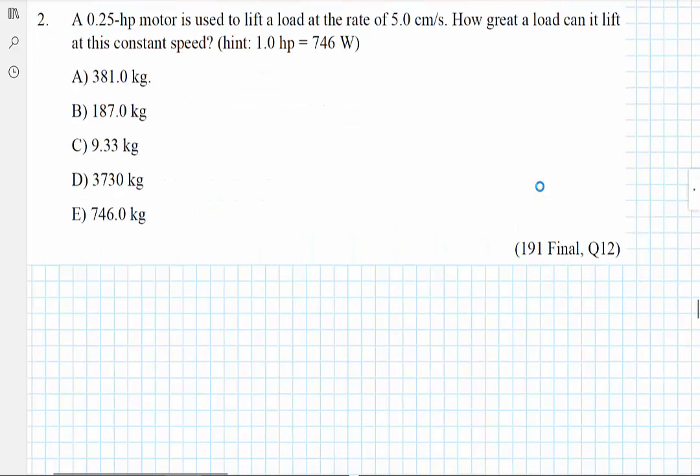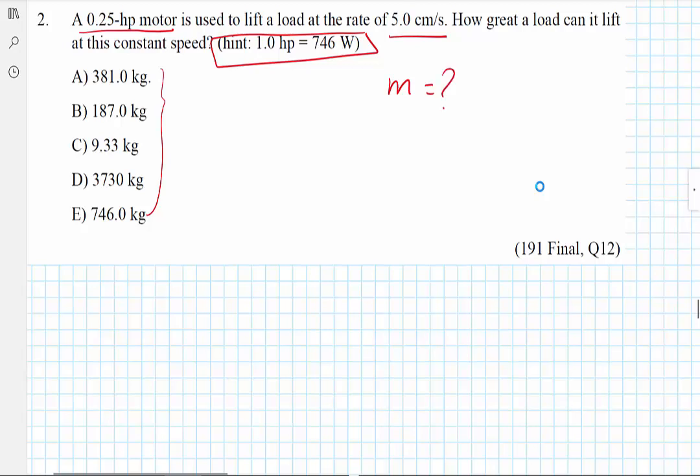So a 0.25 horsepower motor is used to lift a load at the rate of 5 centimeters per second. So the horsepower is a unit of power. 1 horsepower is 746 watt, as it's given here in the hint. So here he gives us the power, and he gives us the speed of the object. He's pulling the object upward, and this is the speed, 5 centimeters per second. How great a load can it lift at this constant speed? And he's asking here about the mass of the object.